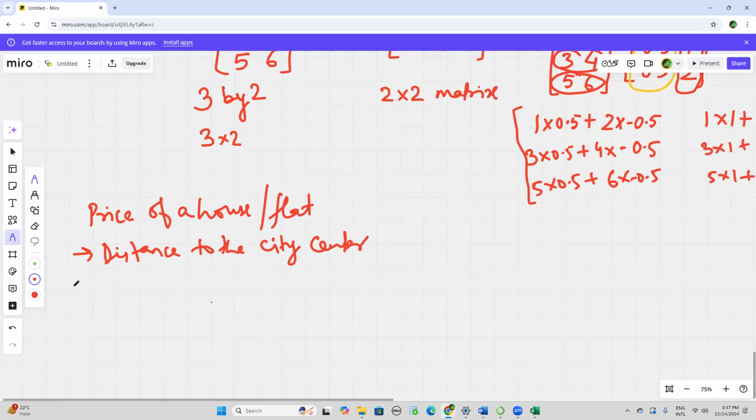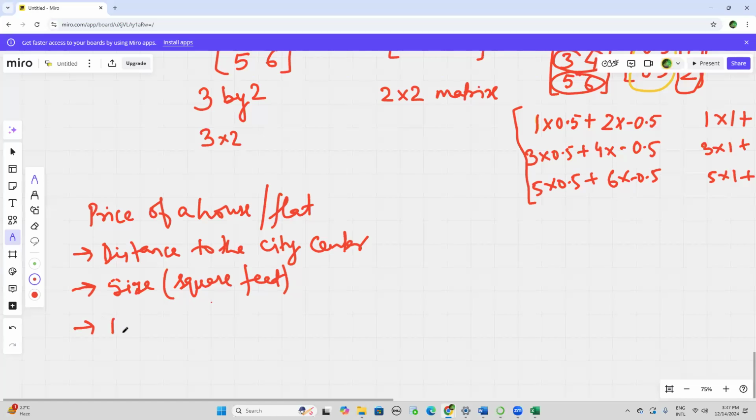Listen to this very carefully. I'm directly jumping to machine learning models now. Second thing, it depends on the size of the flat, the floor area. Maybe this can be in square feet or whatever it may be. But one thing is clear, it depends on the size as well, right?